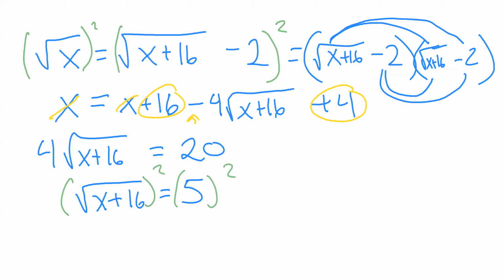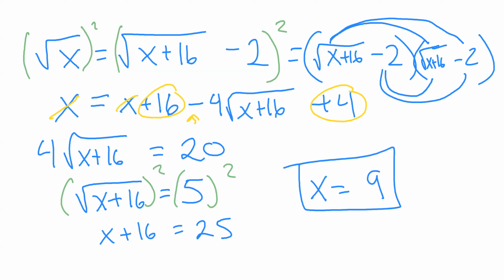All right, we've squared it again. Now we get an x plus 16 on the left and a 25 on the right. Okay, we can subtract 16 from both sides, and we're going to get that x equals 9. Very last thing we want to do is make sure that x equals 9 is a solution. If x is 9, we get 3 equals square root of 25 is 5 minus 2. So we get 3 equals 3. Yes, that works. We're good.